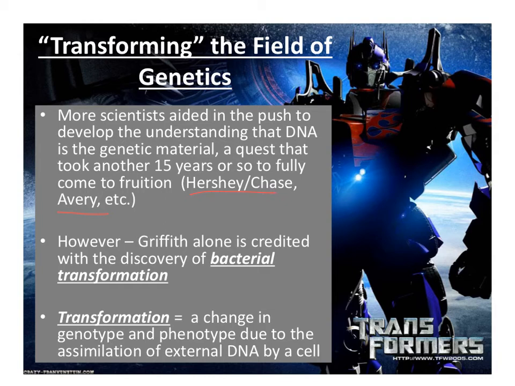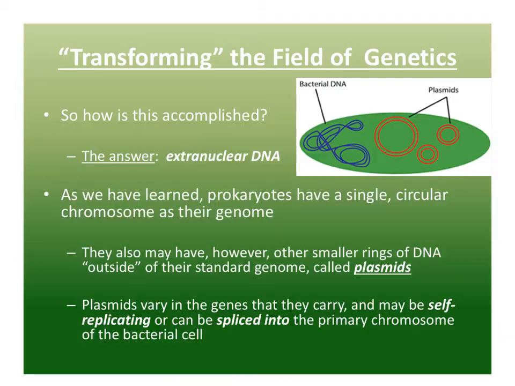The concept that bacteria can change their genotype and phenotype, their traits and their specific genes they carry, by assimilating external DNA from the environment. A crazy concept, but really interesting, and something that is unique to bacteria. So how do they do it? The way bacteria do this, and what makes them different than us as eukaryotes, is that they carry extranuclear DNA. I think we might have mentioned this way back at the beginning of the year.